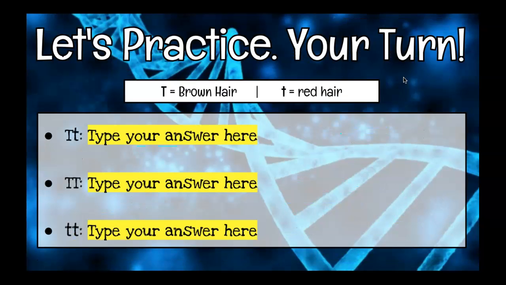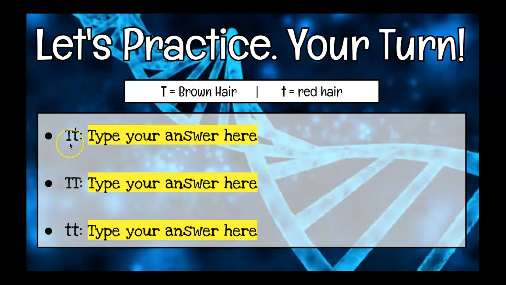So let's practice here. If I tell you that big T is brown hair and little t is red hair, that means brown hair is our dominant trait because it's represented by a capital letter, and little t is our recessive trait because it's represented by a lowercase letter. So red hair is recessive, brown hair is dominant.